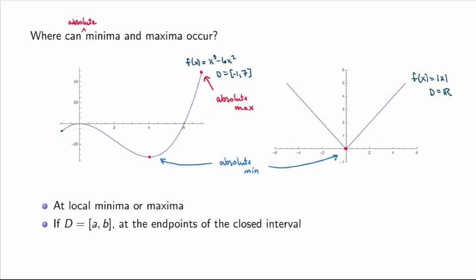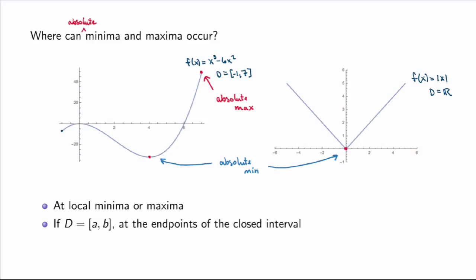And in our first example, the absolute max was different. It was not a local max, it actually occurred at the endpoint of the interval. So that's a second possibility. If a function is defined over a domain which is a closed interval, then absolute max and min can occur at the endpoints of that interval. And it turns out that these are the only two possibilities.